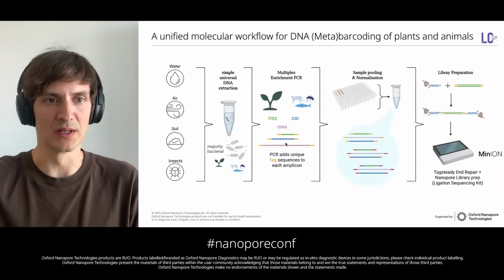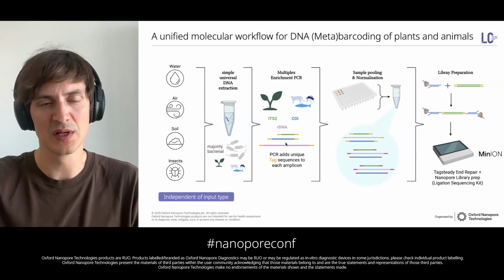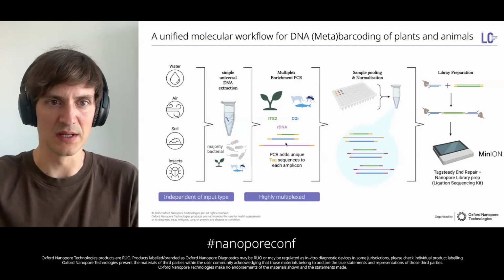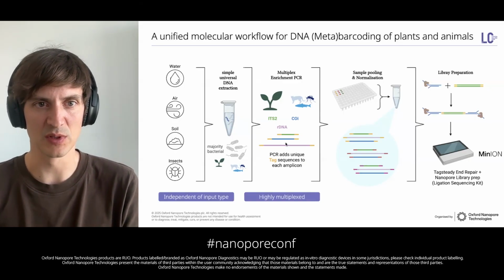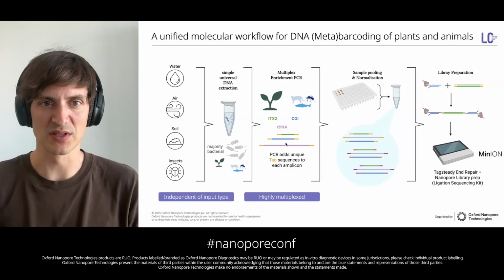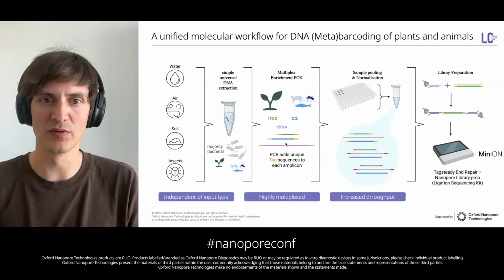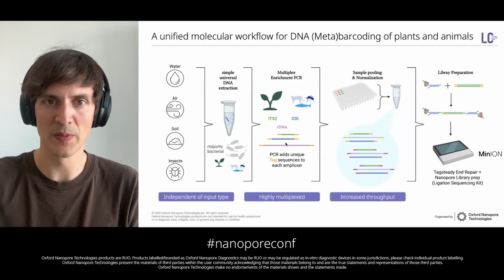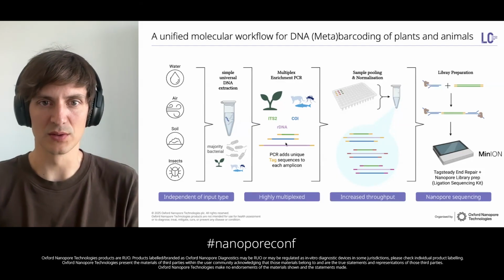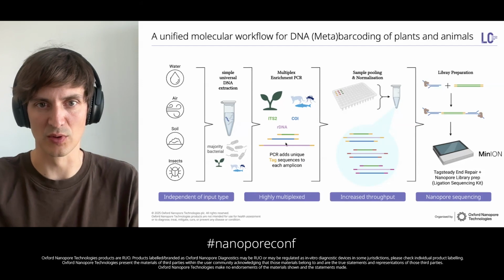So from these two protocols, we started to build our own method that is independent of the input type as much as possible. It is highly multiplexed. We combine barcodes for plant barcoding and animal barcoding in the same reaction, making it possible to detect both of them from a single reaction. And then finally, we implemented some workflow improvements to make the whole protocol more high throughput and easier to do. And of course, we changed the typical version of TaxSteady, which is Illumina-based, to a nanopore-based sequencing.